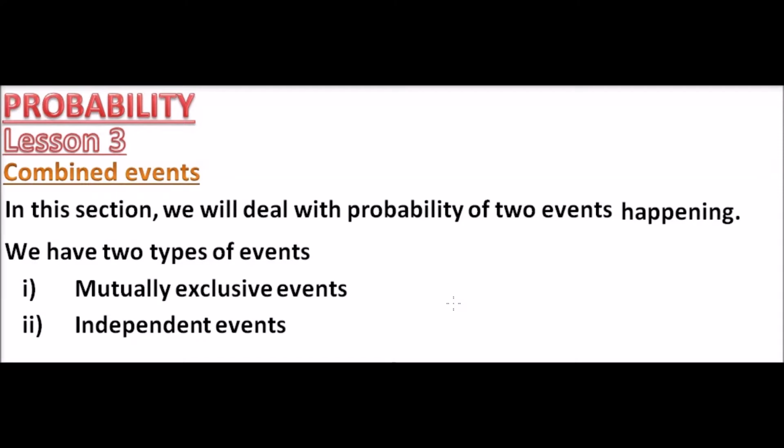Lesson 3 in probability, and in this lesson we are going to learn about combined events. In this section we will deal with the probability of two events happening. We have two types of events: mutually exclusive events and independent events. To start with, we are going to look at mutually exclusive events, then later we look at independent events.